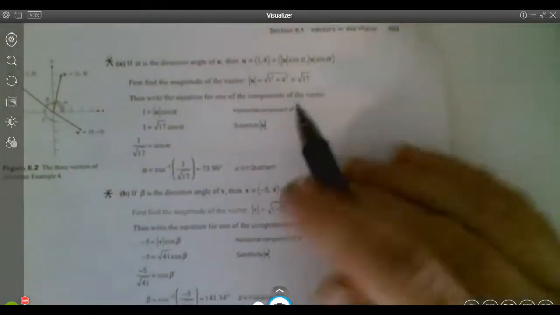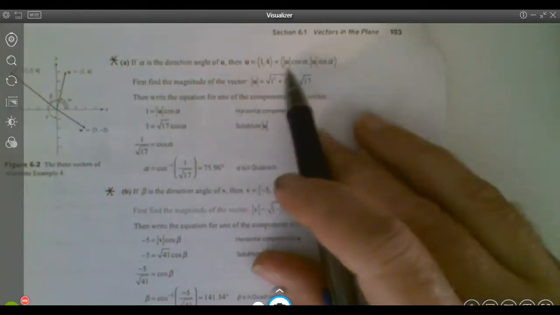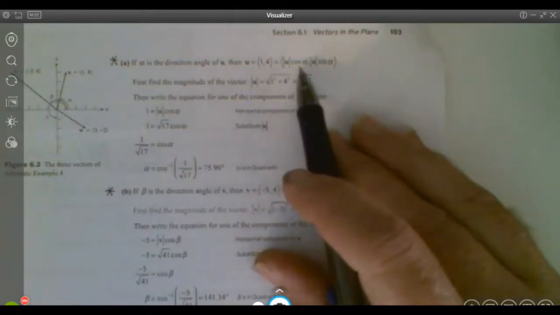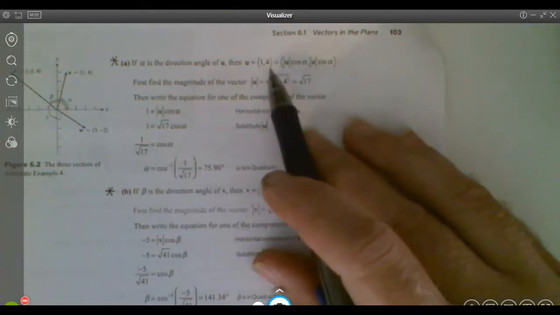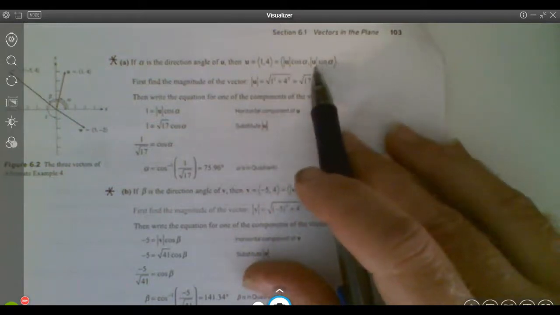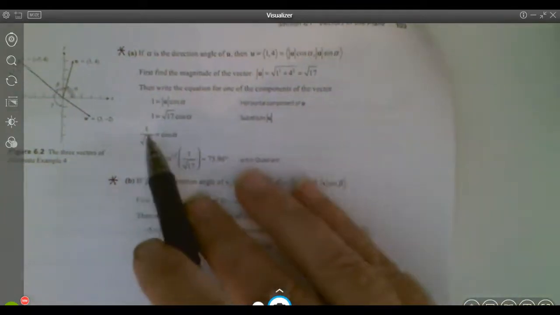So again, here was the setup, right? This is the formula that we used on the previous problem. So I'm going to set my horizontal component equal to this guy, and my vertical component, which is 4, equal to this guy. So we already figured out the magnitude was rad 17. So here's now the little side work that's going to go into finding the angle.